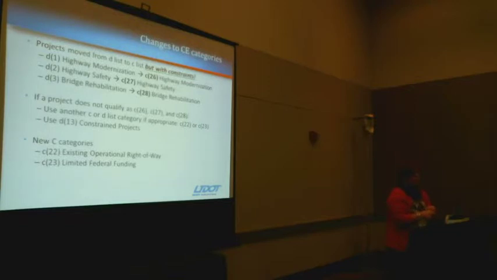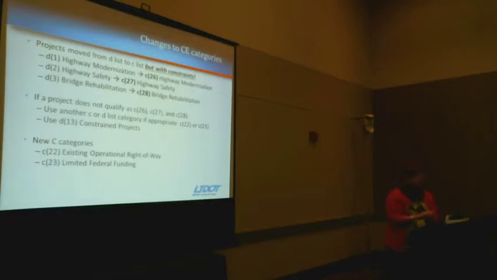So if you have a project that has limited federal funding, and it's under a certain amount, I can't remember what it is, you could also consider that on the C list. And that also gave you an extra category so that if you have a project that isn't neatly fitting into one of those other categories, it might fit into the C or D, or the C22, C23 category. And then also with moving the top 3 D list projects, 1, 2, and 3, to the C list, those are probably the bulk of what we do here in UDOT.